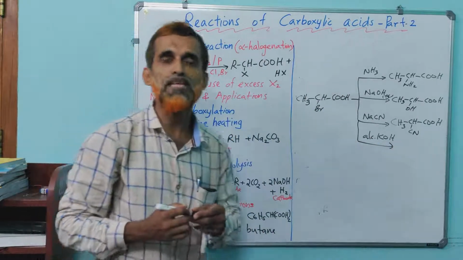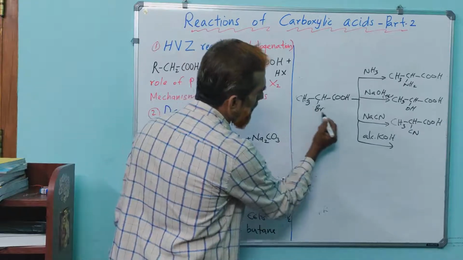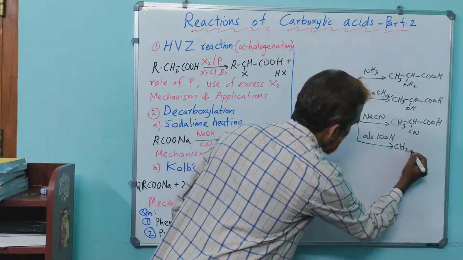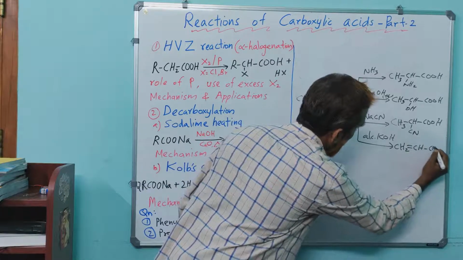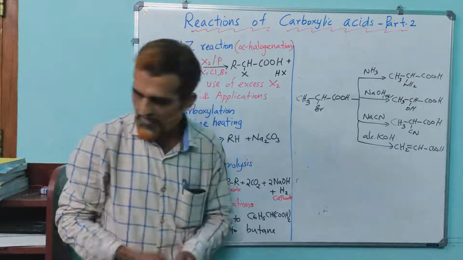And finally, if you are using alcoholic KOH, what is the reagent alcoholic KOH for? That is for elimination of alkyl halides. So what happens? HBr will be lost from alpha beta position, and double bond comes here. So CH2 double bond CH, COOH. Okay, so these are various synthetic applications of HVZ reaction.